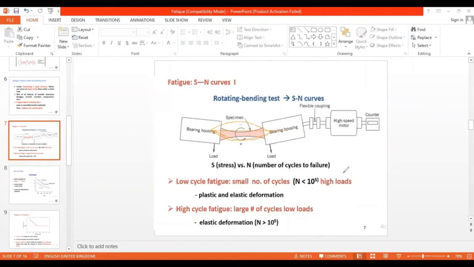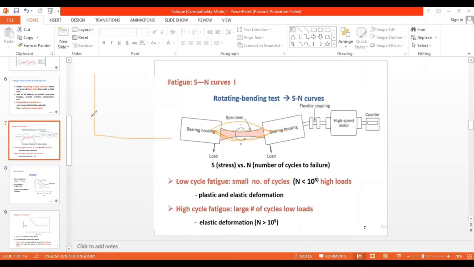S is stress versus N is number of cycles to failure, right? So the graph of fatigue failure is known as the SN curve. So usually we call it the SN curve, where S is stress and N is the number of cycles to failure, right?